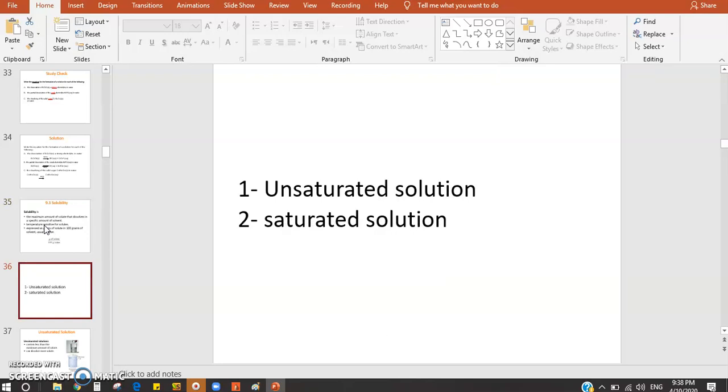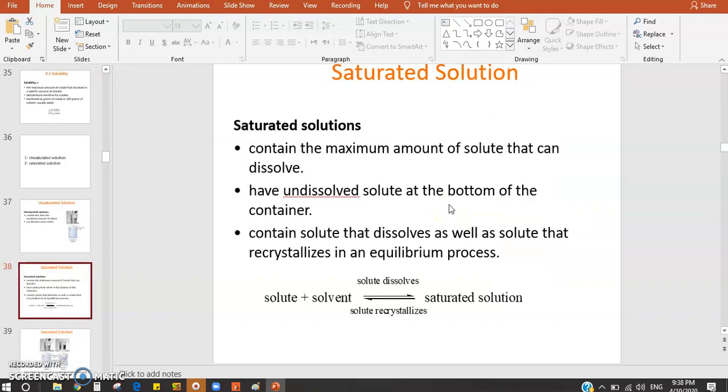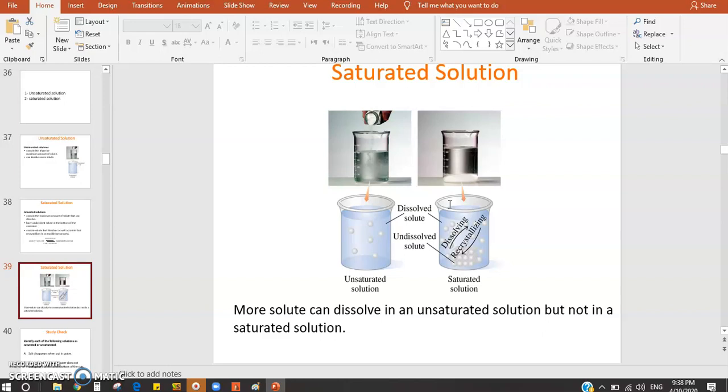We have 2 types, unsaturated and saturated solution, according to the solubility. Unsaturated solution means it still can take more of the solute. So you can see here, if you make a saline solution or a sugar solution, you can add as much as you can to the water. As long as it takes it, it means the solution is unsaturated. When the solution stops taking any more solute and the solutes start precipitating at the bottom, then we have a saturated solution.